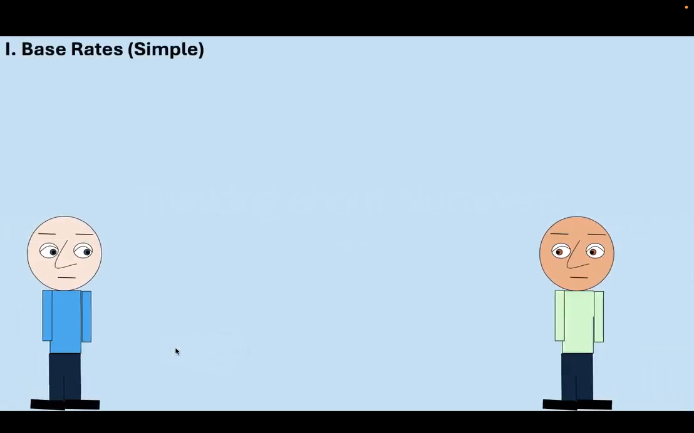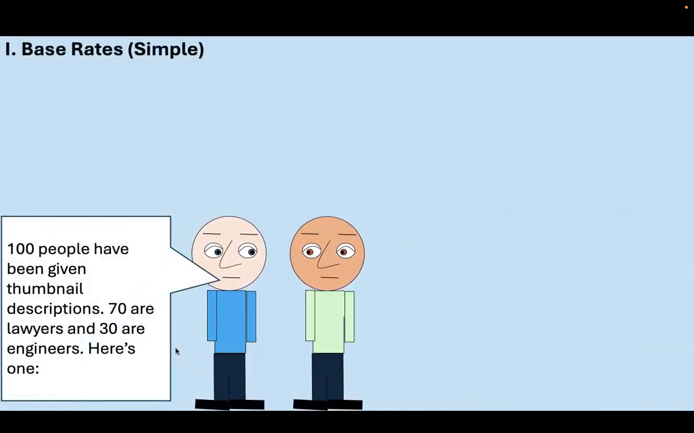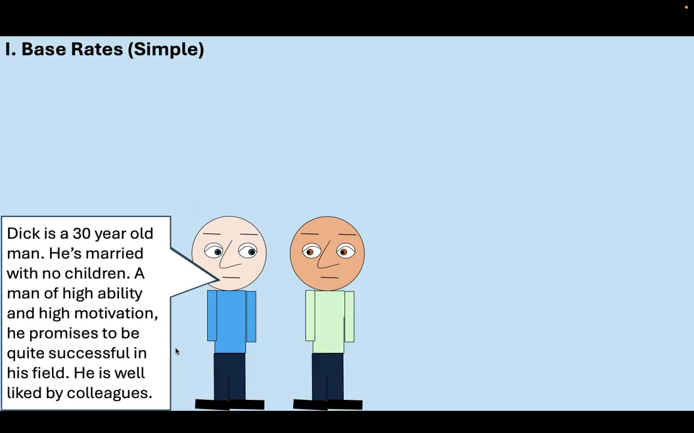Okay, so here's a simple problem. You have an experimenter here in blue and then a subject in green, and the experimenter says to the subject, 100 people have been given thumbnail descriptions. That's just a short little description. 70 of those people that were given descriptions are lawyers and 30 of them are engineers. Here's one of those thumbnail descriptions. Dick is a 30-year-old man, married with no children, man of high ability and high motivation, promises to be quite successful in his field, and is well liked by colleagues.